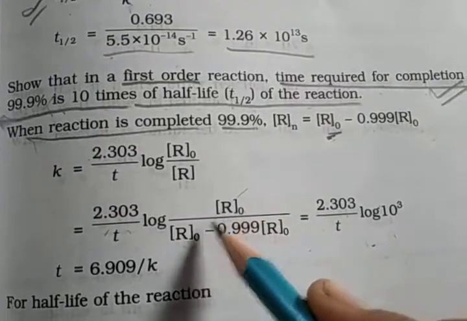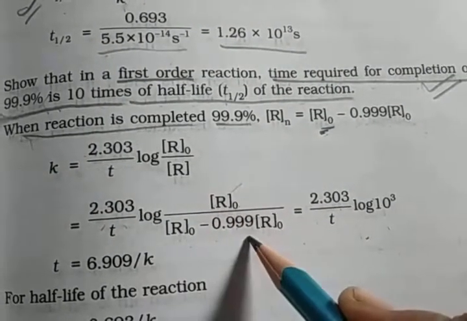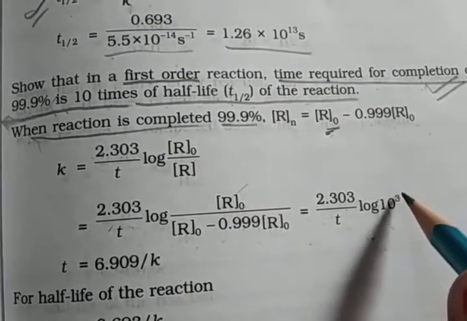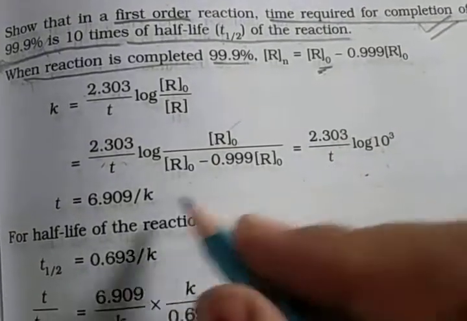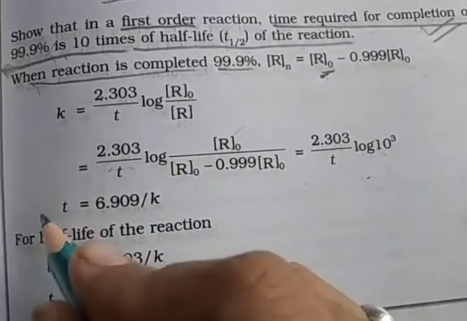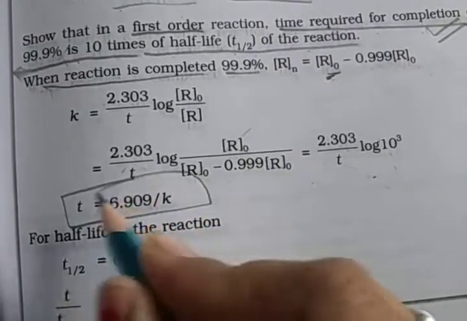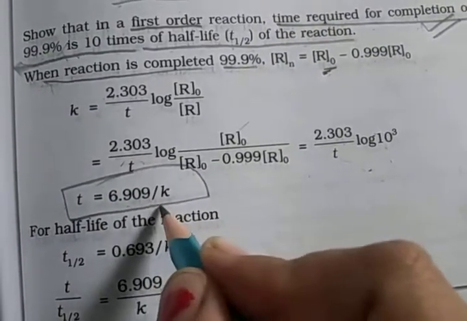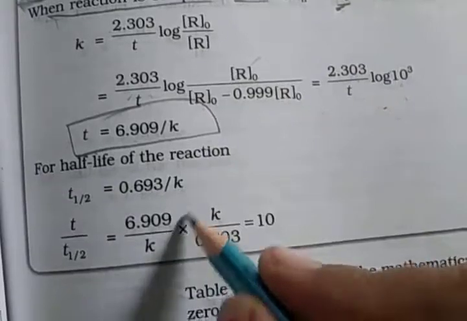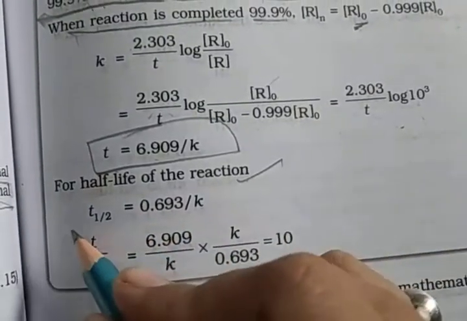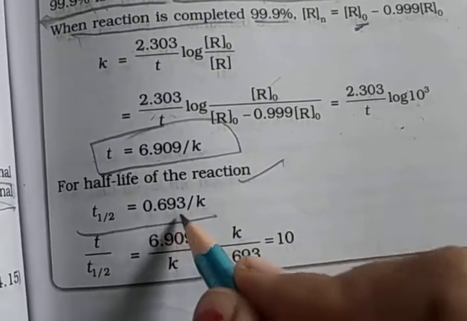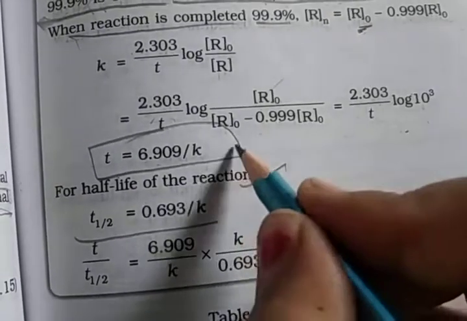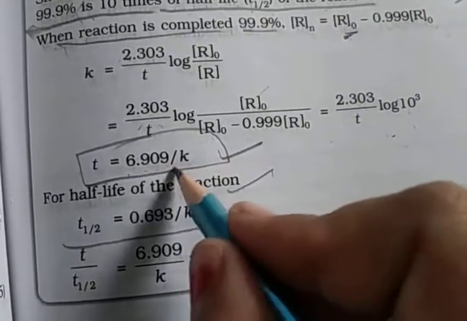This is the cancel. 1 minus 0.99. So here, going to the right upper side, the value comes 10 to the power 3, that is 1000. Then the T value, T going to the left-hand side. So the formula is T is equal to 6.909 divided by K. For the half-life of a first order reaction, the formula is T half is equal to 0.693 divided by K, and then the calculated value is 6.909 divided by K.